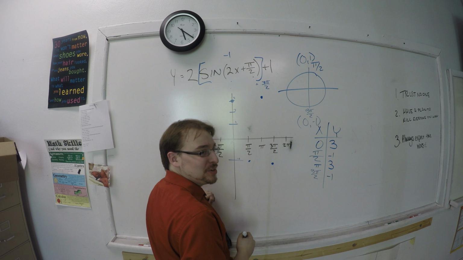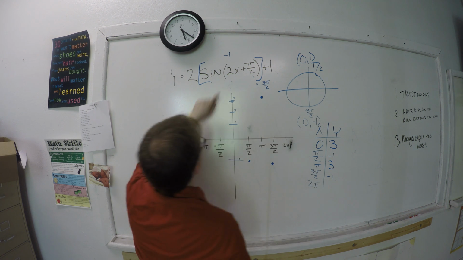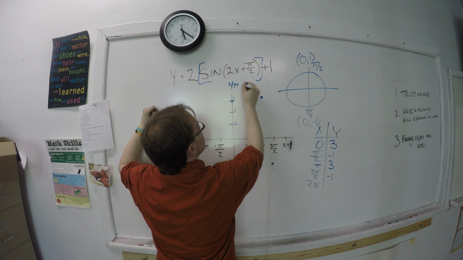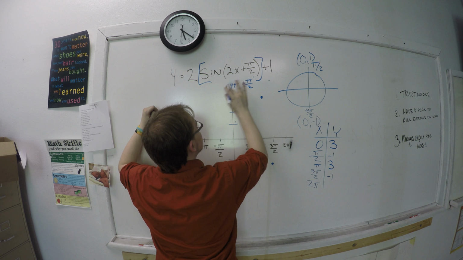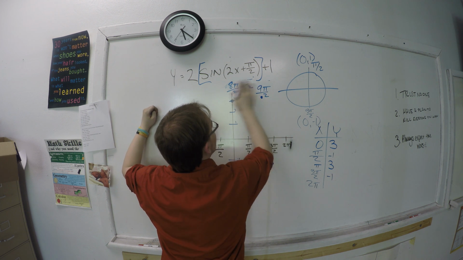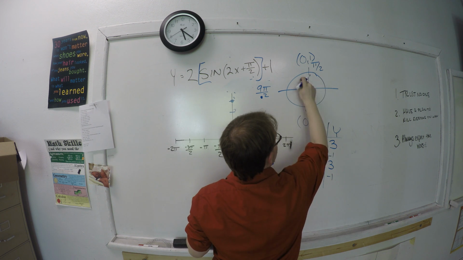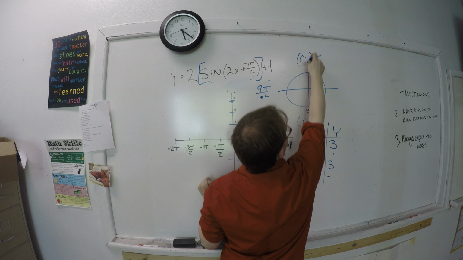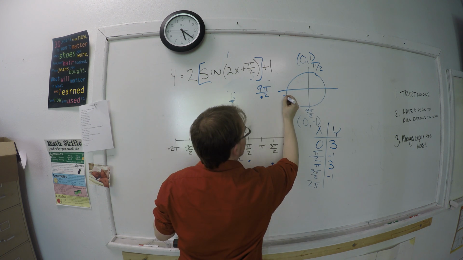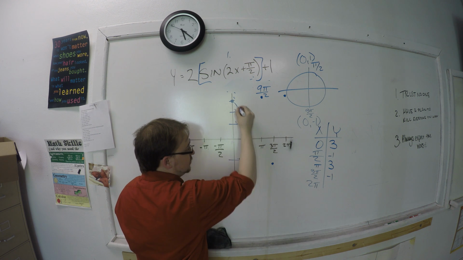2 pi. I know, why? Variable. I use that joke all the time. We plug in 2 pi. We get 2 times 2 pi, which is 4 pi, plus pi over 2. Common denominators means 8 pi over 2. Add them together, we get 9 pi over 2. Sine of 9 pi over 2: 1, 2, 3, 4, 5, 6, 7, 8, 9. It's this guy, which is 1. Times 2 is 2, plus 1 is 3. It's a wave.